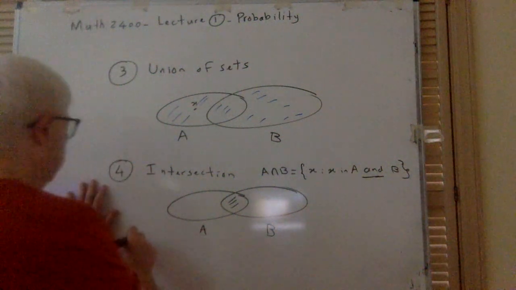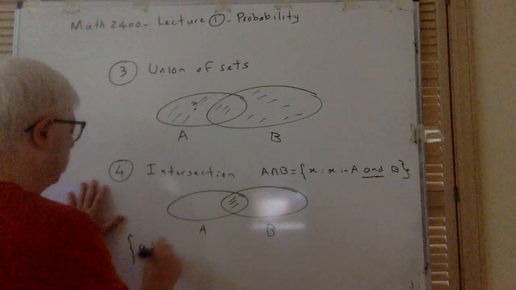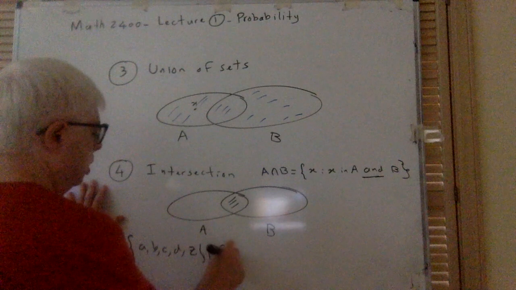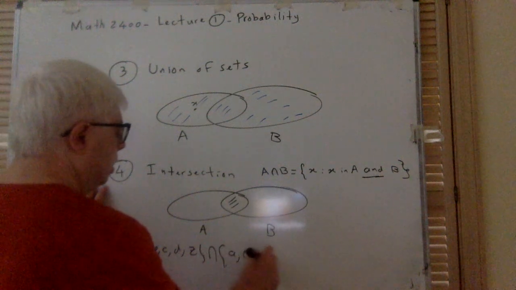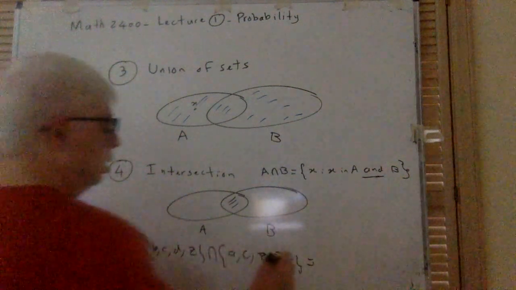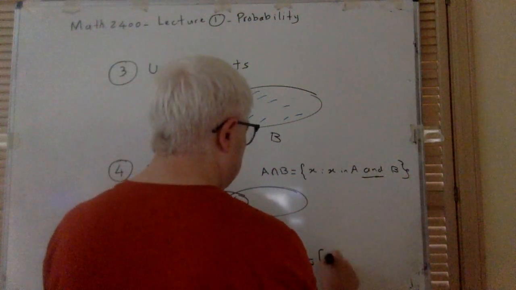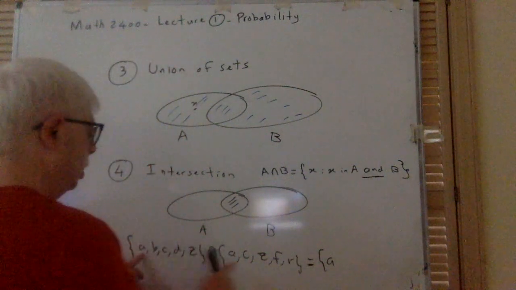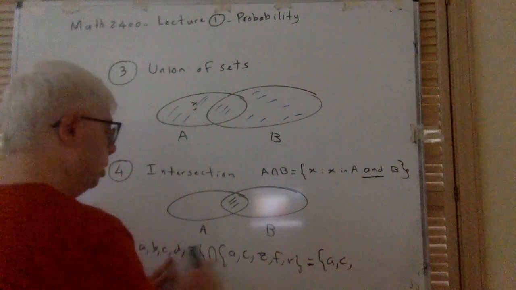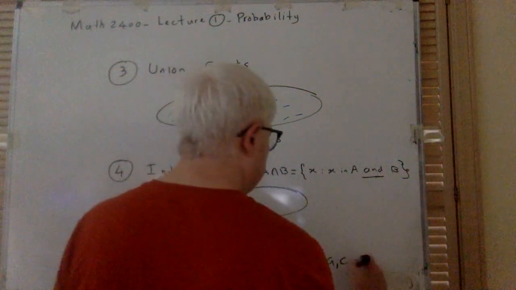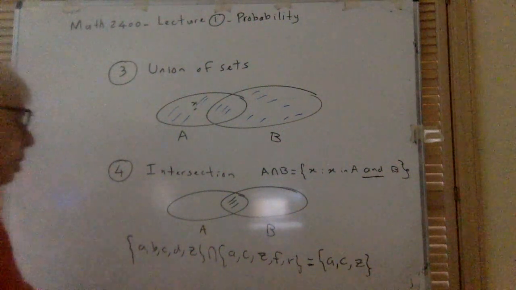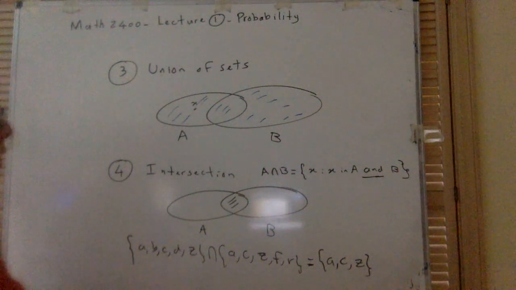Take those two sets: A, B, C, D, Z intersect A, C, Z, F, R. Okay, intersection: A is in both of them. A is here, A in A, then C is here, and Z is here, and nothing else. Is it correct? Yeah. A, C, and Z. So that is intersection.